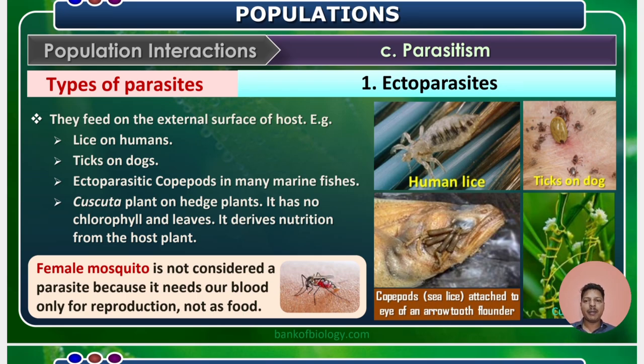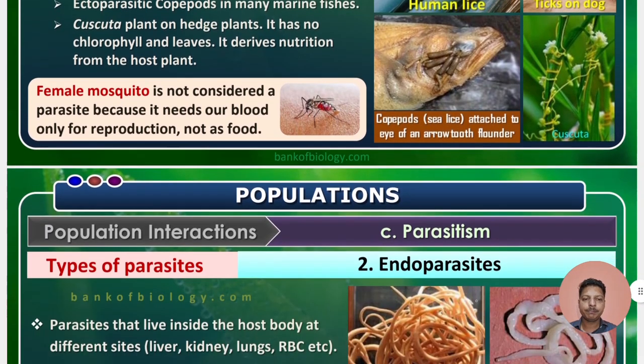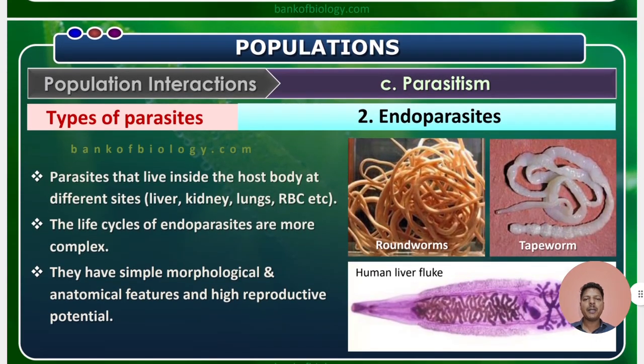And here it is given, the female mosquito is not considered a parasite because it needs our blood only for reproduction, not as food. Some endoparasites live inside the host body at different sites like liver, kidney, lungs, RBCs, etc. The life cycle of endoparasites is more complex. They have simple morphological and anatomical features and high reproductive potentials.